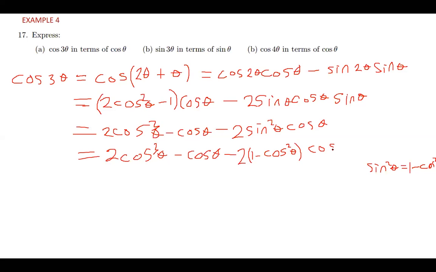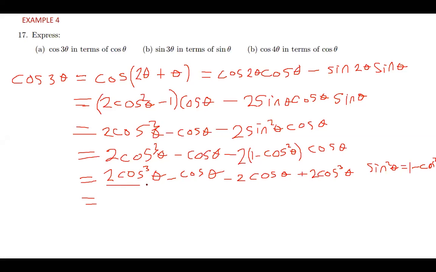Then cos theta outside. So here it's just a matter of simplifying the expression. So you're going to get 2 cos cubed theta minus cos theta. And then when you multiply these 2 times that times cos, you get your negative 2 cos theta. You multiply this negative 2 times the negative cos squared theta times cos theta there, you get your positive 2 cos cubed theta. And then here you just pair your like terms.